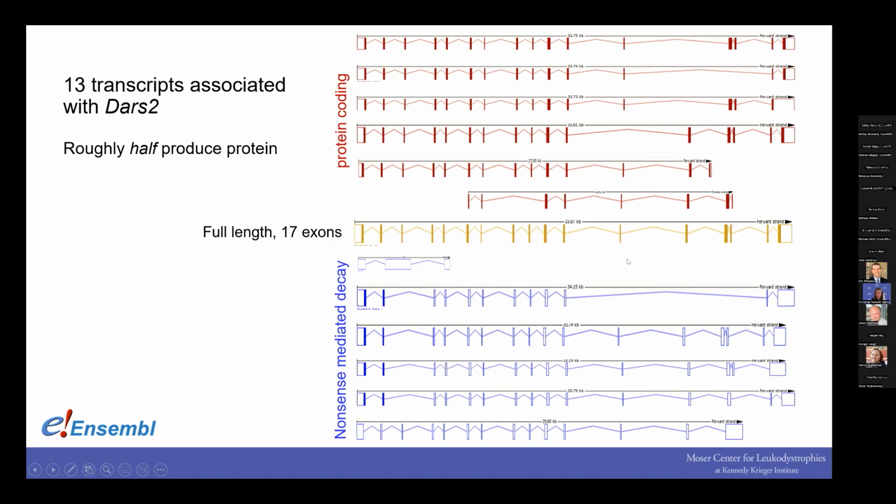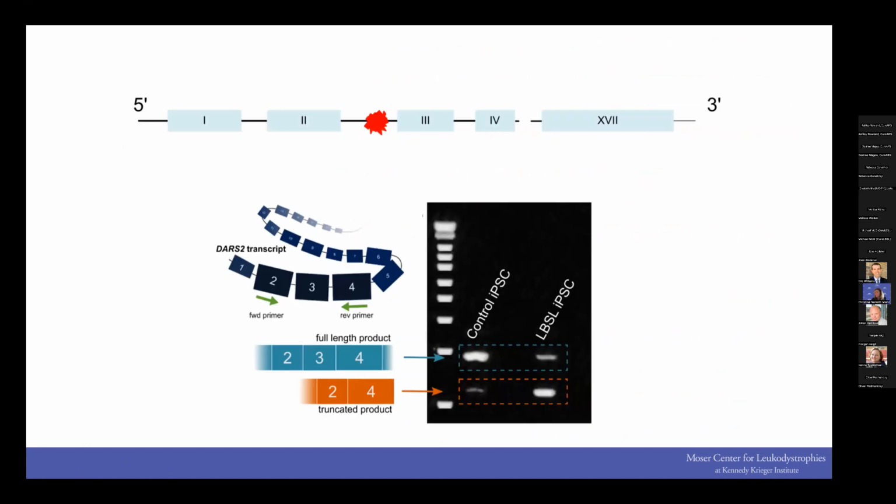And one other point I want to make with this slide is that not all of these transcripts are full length. Not all of them go from exon 1 to exon 17. Some of these end a little bit early. For all that we know, these proteins have some function and are associated with fully normal DARS2, but there is variation in these transcripts produced by everyone.